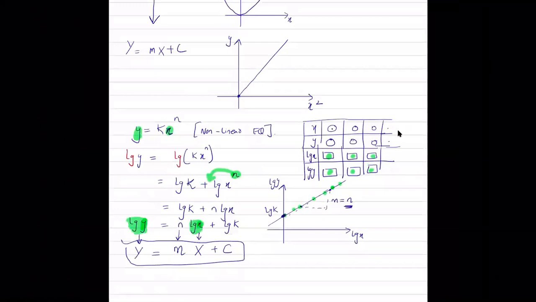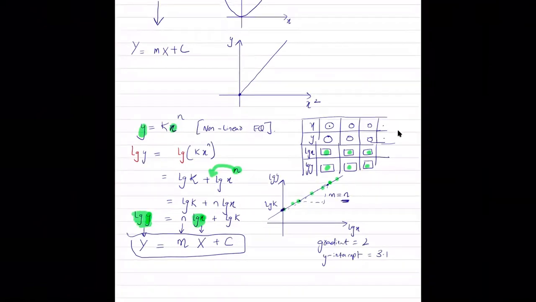Okay. Now without drawing the graph, if I was given in the question that when LGY is plotted against LGX, the gradient of the graph is 2 and the y-intercept is, let's say, 3.1, and the question says find the value of n and k, which are these. I know that n represents the gradient, so the value of n would be 2 in this case. And the y-intercept is 3.1. So LGK represents the y-intercept and the value is equal to 3.1.